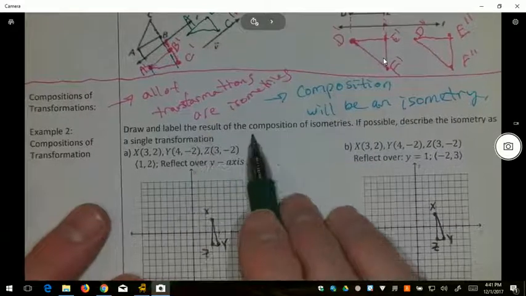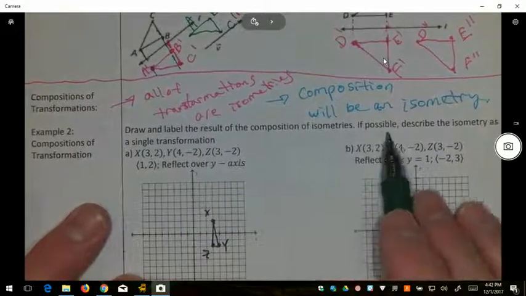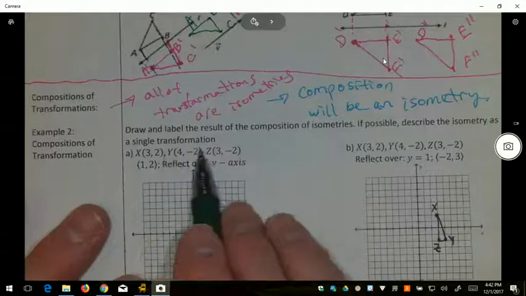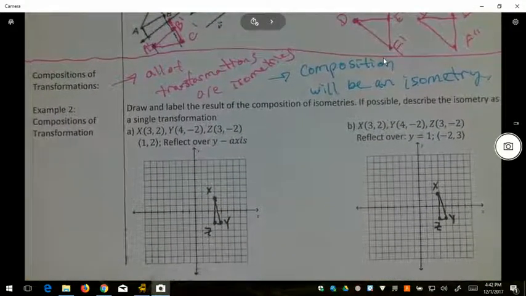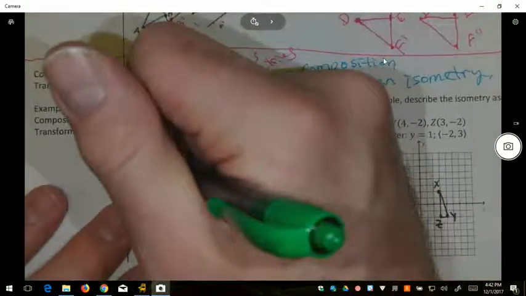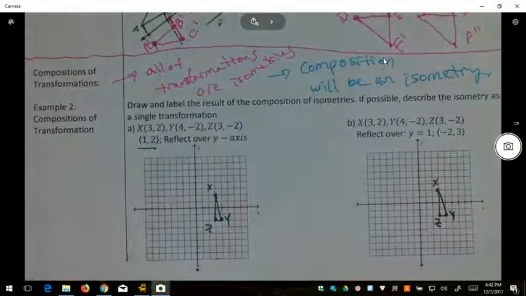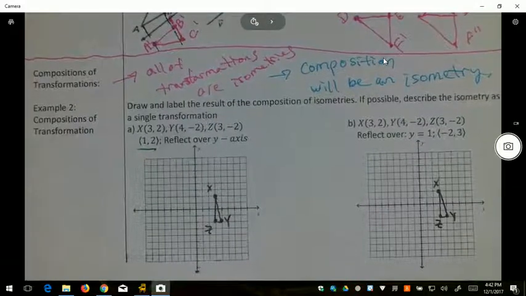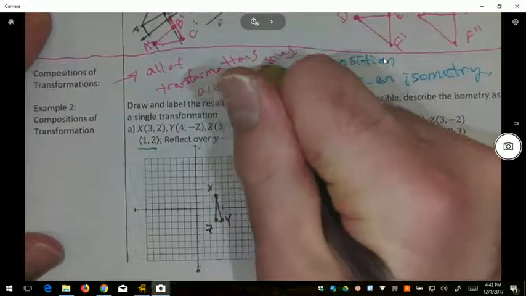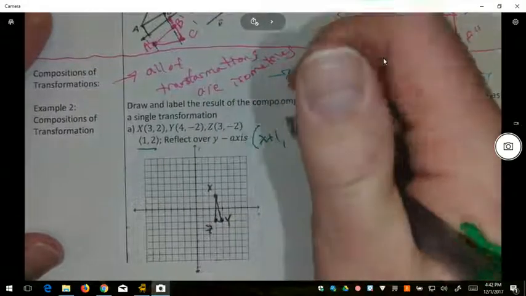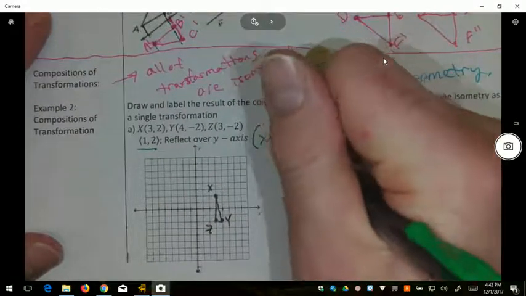Draw and label the results of the composition of isometries. If possible, describe the isometry as a single transformation. I've already plotted X, Y, and Z, hopefully correctly. Yep, looks like it. And we were supposed to first translate it across the vector 1, 2. Across the vector 1, 2 means that my X coordinate should be increased by 1. My Y coordinate should be increased by 2.